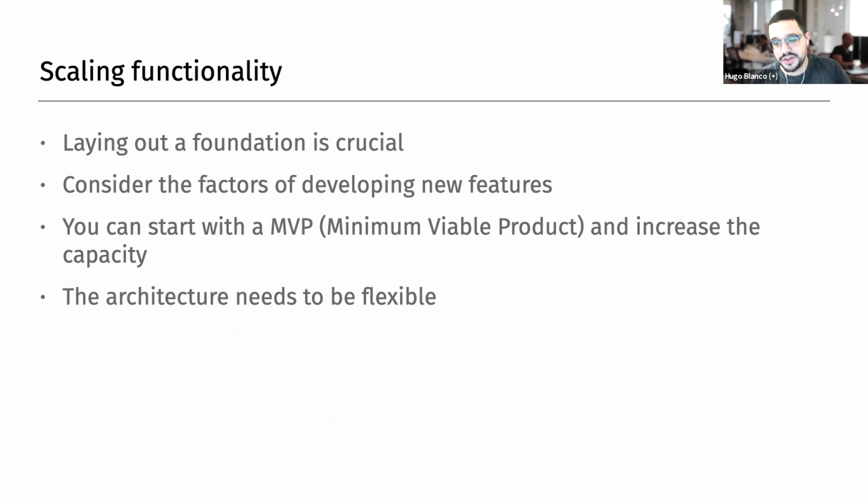And also the architecture needs to be flexible. So if you understand that your application, for example in e-commerce, depends on third parties and a lot of different libraries, you have to use an architecture that allows you to expand your features and still be cohesive.